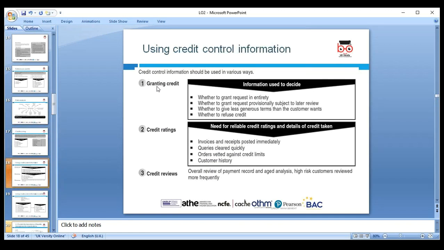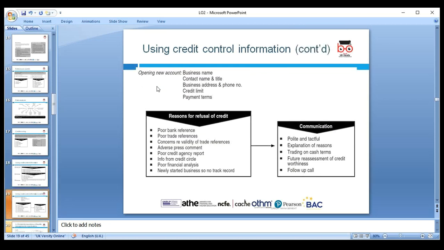Okay, granting credit: whether to grant the request entirely, whether to grant the credit provisionally, or whether to grant less credit or refuse credit. And for the credit rating, receipts are posted immediately, queries cleared quickly, and the credit limits are weighed again. Credit reviews carry on, because based on the economic circumstances we need to keep reviewing.